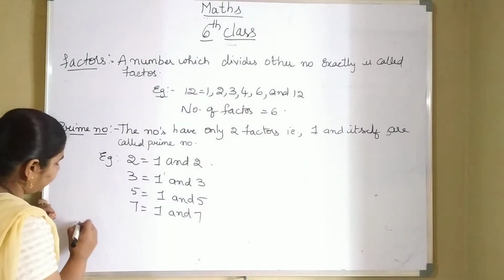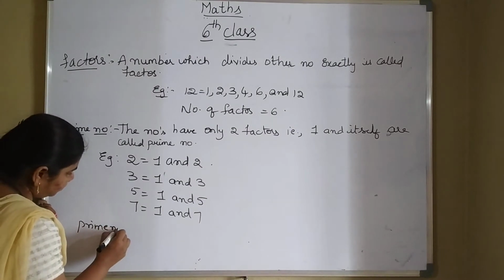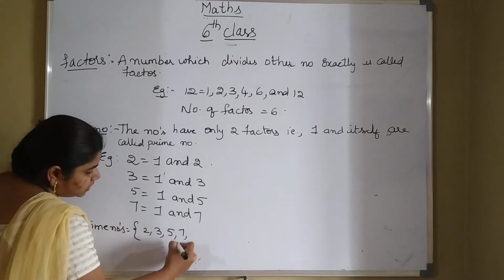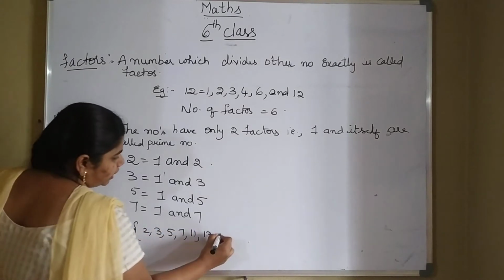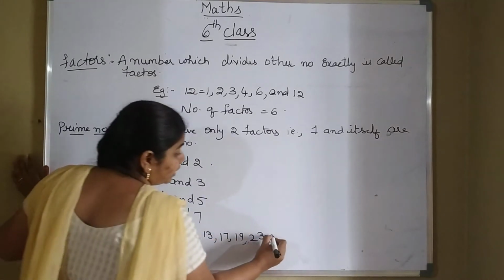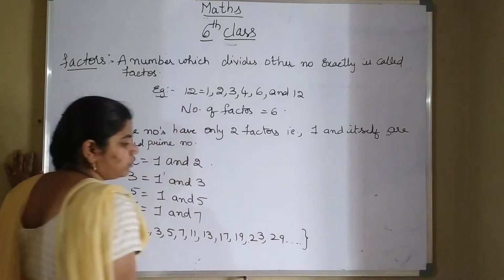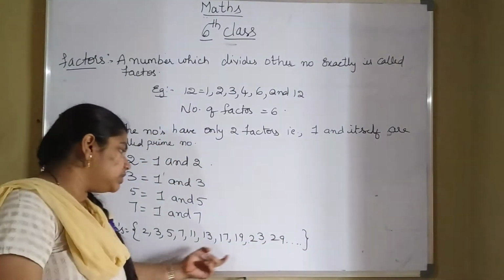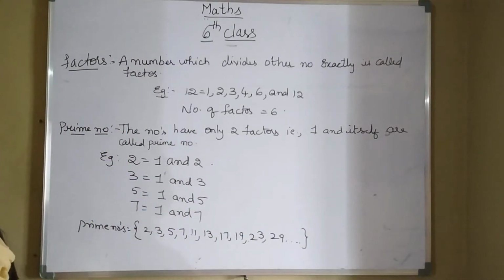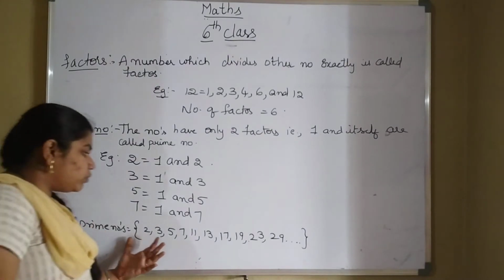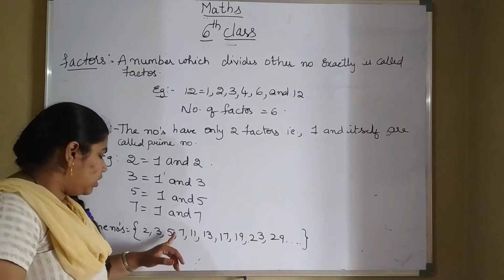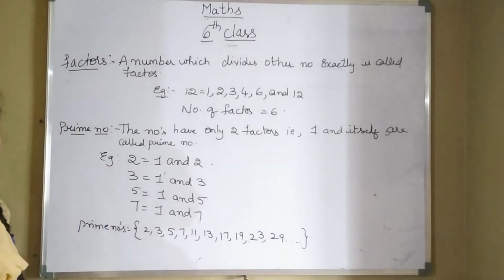So what are prime numbers set here? 2, 3, 5, 7, 11, 13, 17, 19, 23, next 29 and so on. So these numbers we will call it as prime numbers. For these numbers they are having only 2 factors, that is 1 and itself. So these are called as prime numbers. And remaining numbers that are missing in this set, that is 4, 6 and so on, they are called as composite numbers.